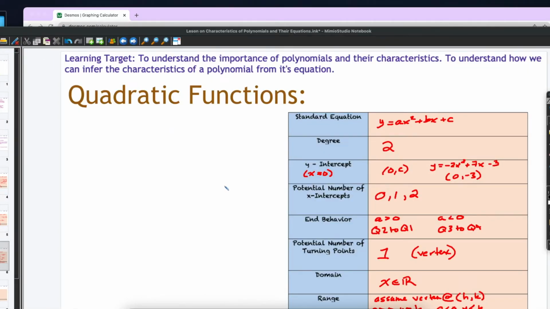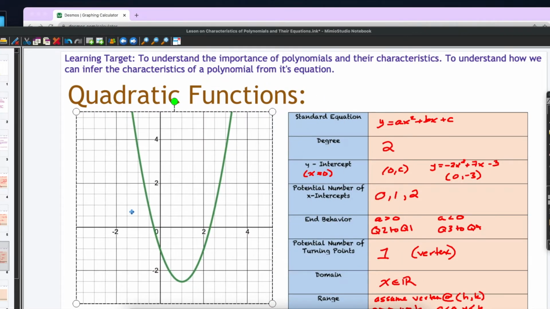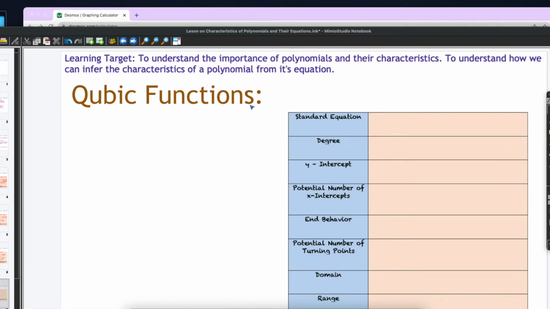Check that in your notes. And we'll move on to our last function. Okay. And so here's our cubic functions.